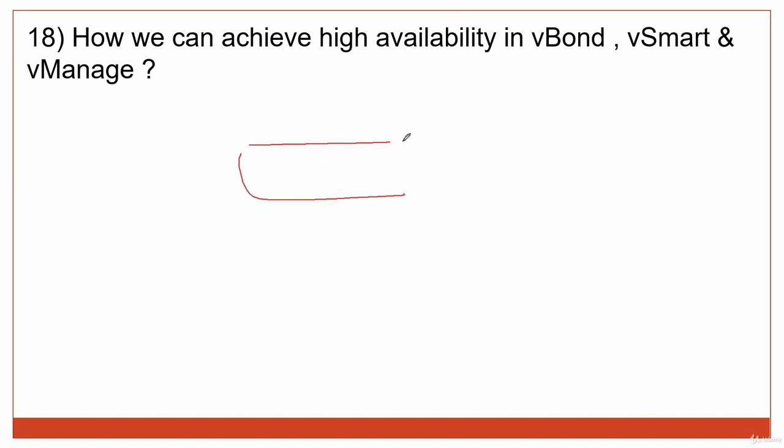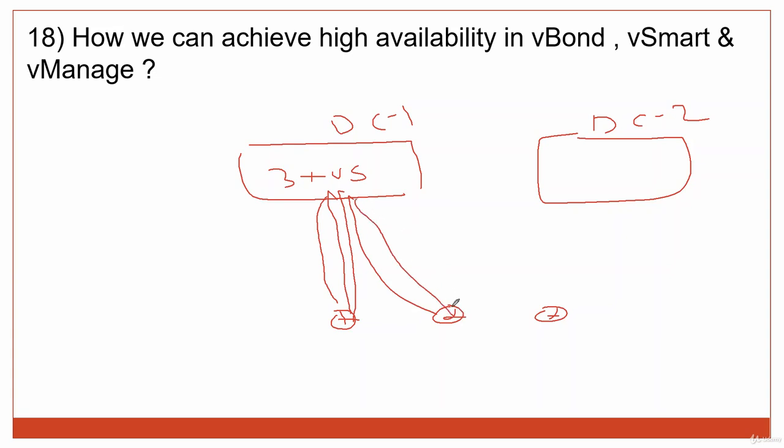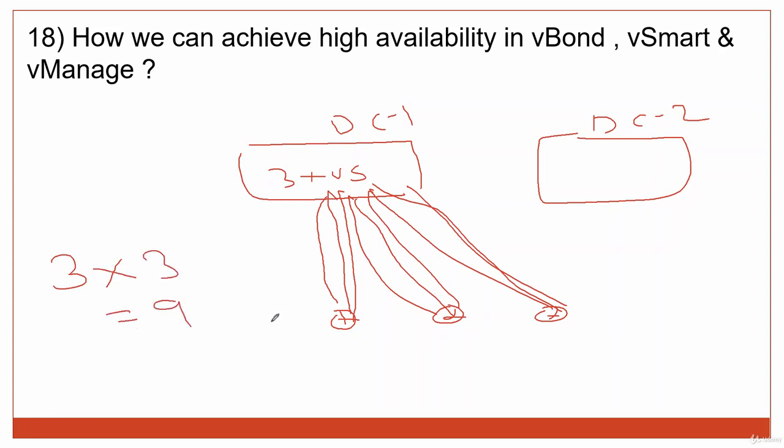Suppose you have 3 vSmart in a data center, suppose I have DC1 and DC2, and suppose I have 1, 2, and 3 devices. We know that all the data plane devices will go and form a connection with all the vSmart, correct? And suppose we have multiple paths, they will reach that particular vSmart with multiple ISPs. So in this case you have three vSmart and three devices. That means your number of control connections is 9.